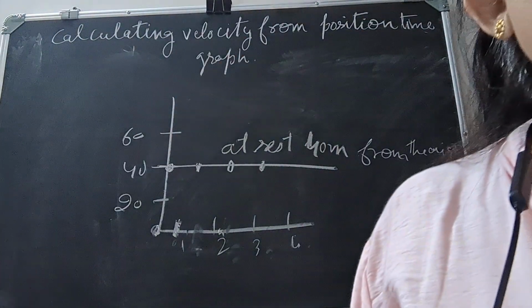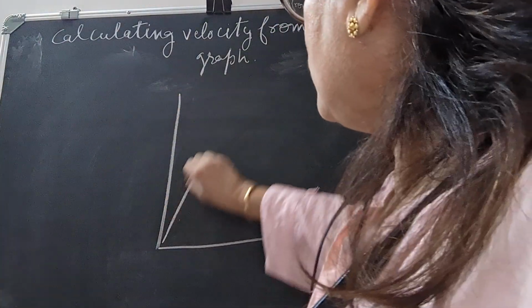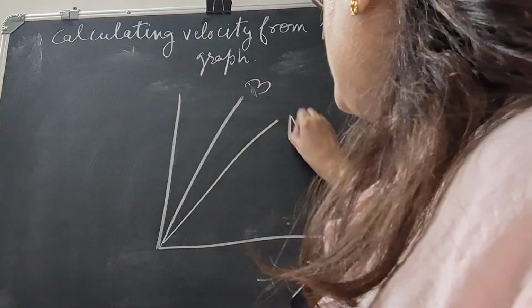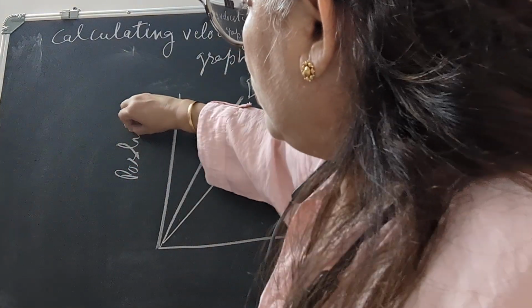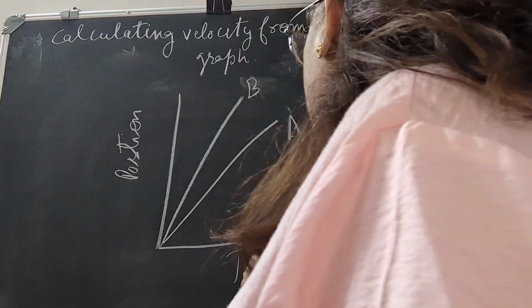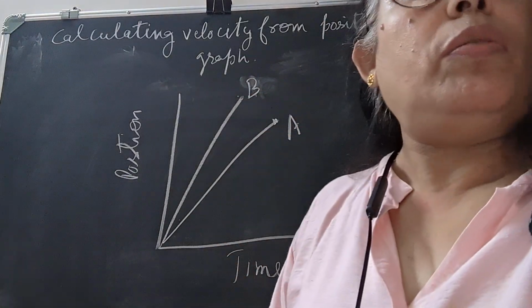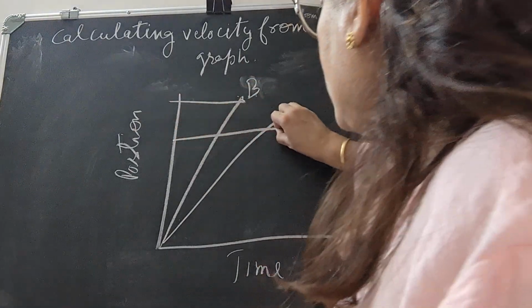Let's take another example of two graphs. We have two objects moving, and we are representing these two objects. This is object B and this is object A. They both move in a straight line. This is again position and this is again time. Now B has this position and A has this position.